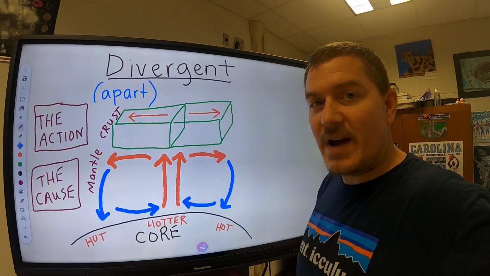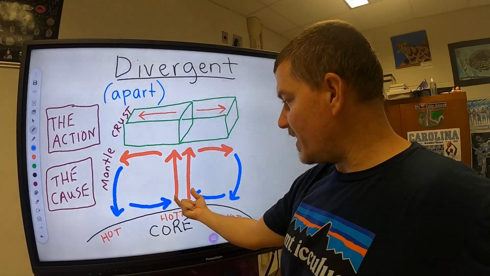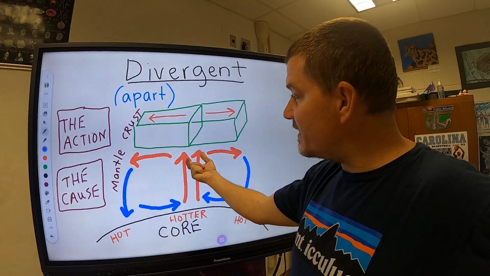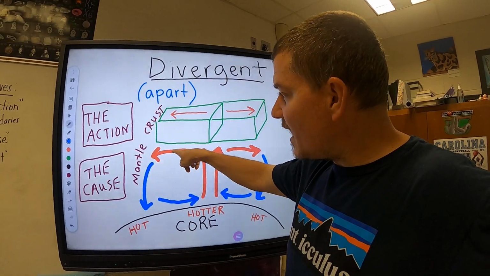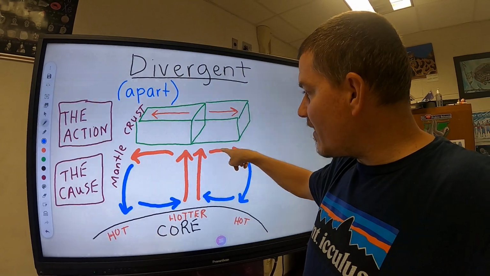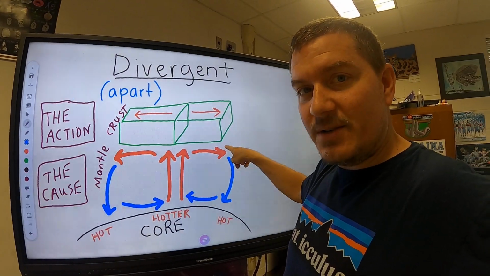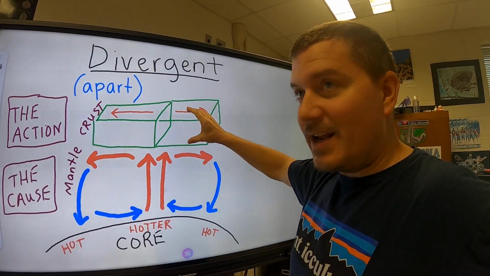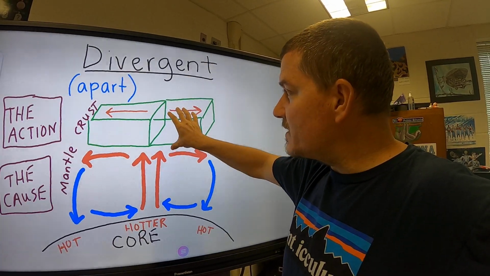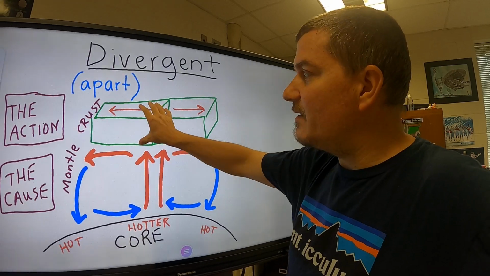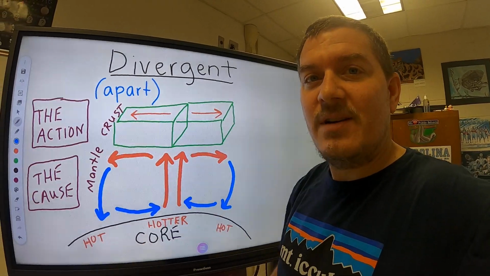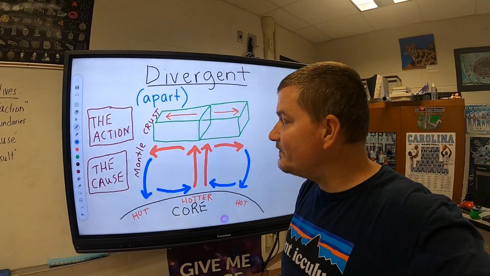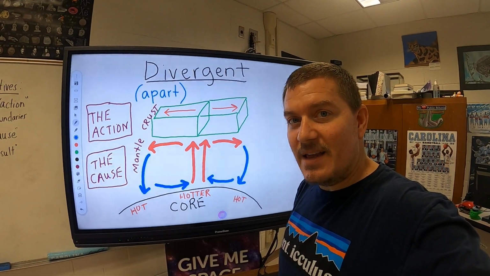So if we have two convection currents that are drawn here side by side with this upwelling of magma coming up and through the center of it, and then we look at the top of the mantle, we've got our arrows pointing in opposite directions. The crust sitting on top of that floats on that, and it goes with the flow. So this plate is going to move to the right, this plate is going to move to the left, thus apart. Divergent plate boundaries. So there we've got the action and the cause.